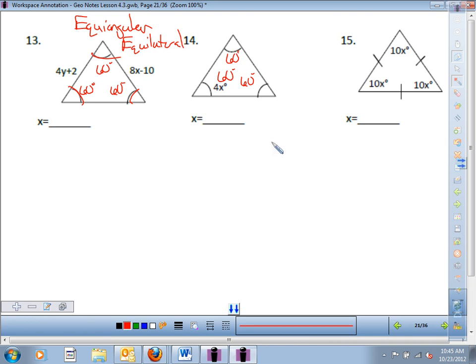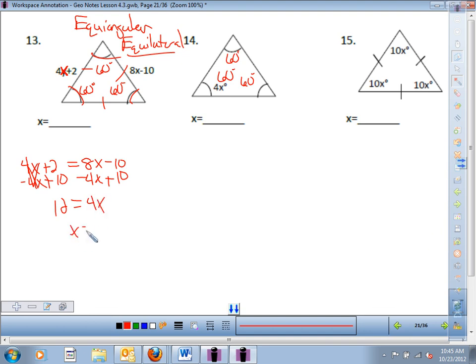Okay, so now if we look at this, we know this is equiangular, which means it's also equilateral, which means this side equals this side, which equals this side. There's your equation. These two guys, sorry, this should be an x right here. These two guys should be equal, so we can go 4x plus 2 equals 8x minus 10. And again, we can just subtract 4x, subtract 4x. I'm going to solve this one real quick. And I'm going to add 10. So we get 12 equals 4x, x equals 3.